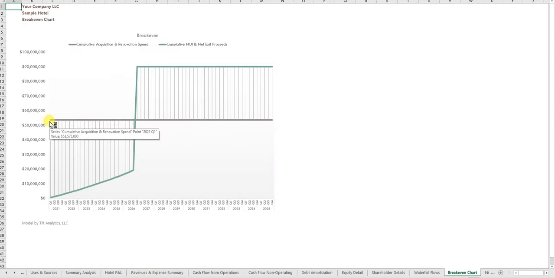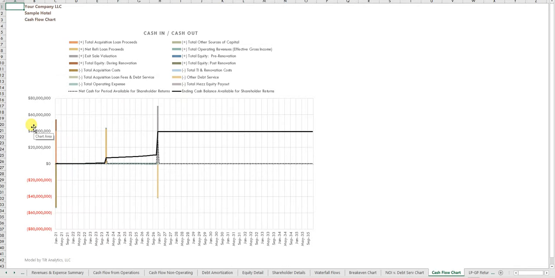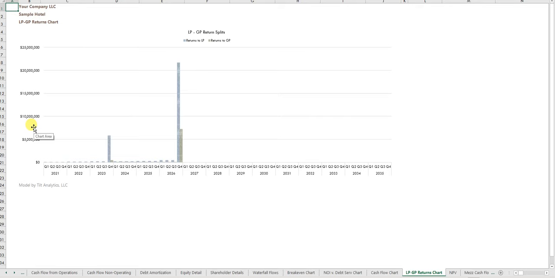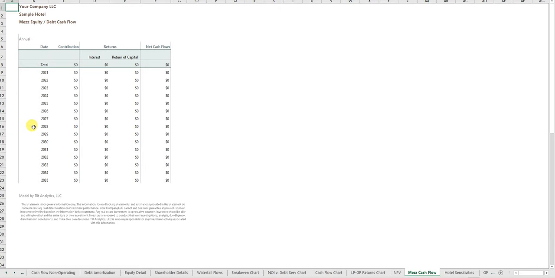We have a break-even chart. This chart's quite useful. It's your NOI over your debt service. It's an important thing to watch. We have total cash flows in the project, LP-GP return splits, an NPV table, and a table showing your mezz equity returns.